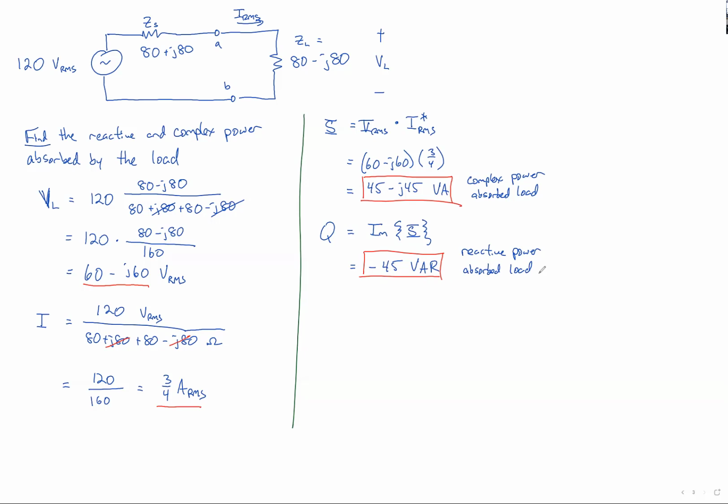And although it didn't ask it, it'd be pretty easy to find out what the average power is from your load. It would just be equal to the real part of your complex power phasor. So that would be equal to 45 watts. And that's the real or average power absorbed by the load. And that completes the problem.